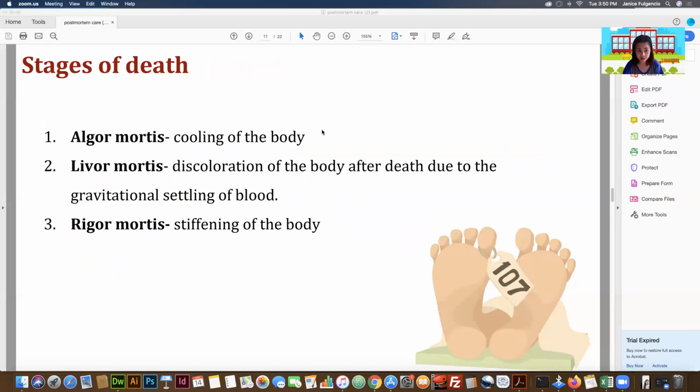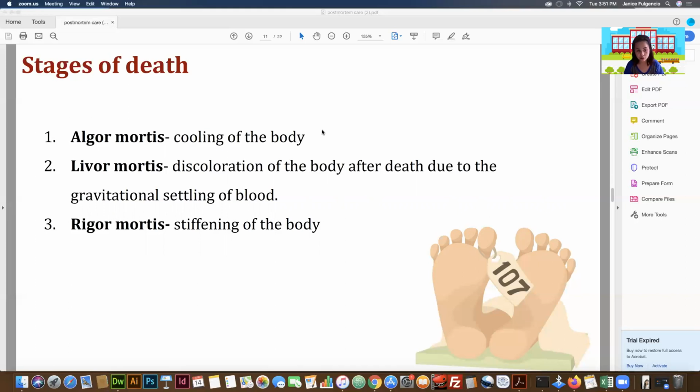So now we'll go to the stages of death. We have 3 stages of death. We always remember, so we will not have confusion, that this is based on the alphabetical order. So you will not exchange what is the first stage, the second stage, the third stage.